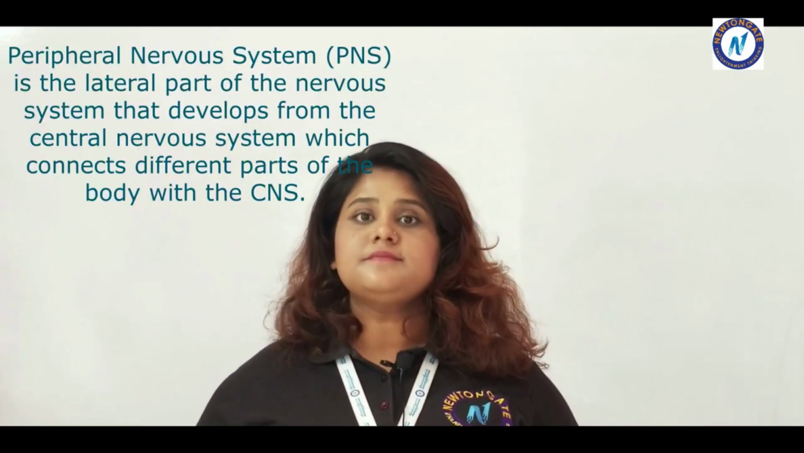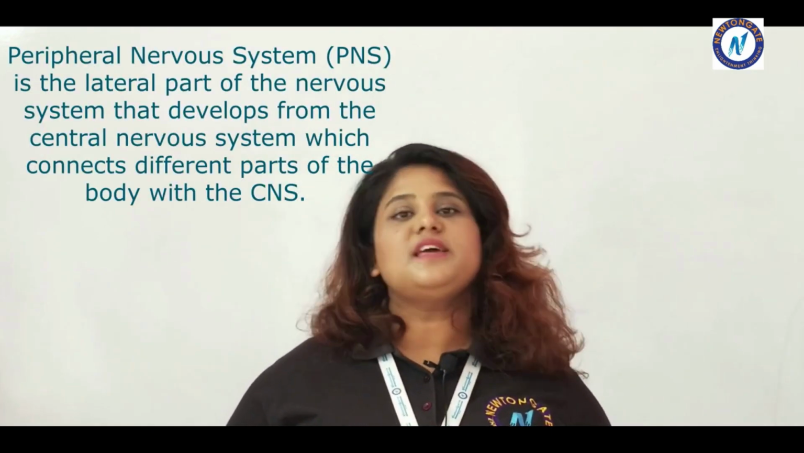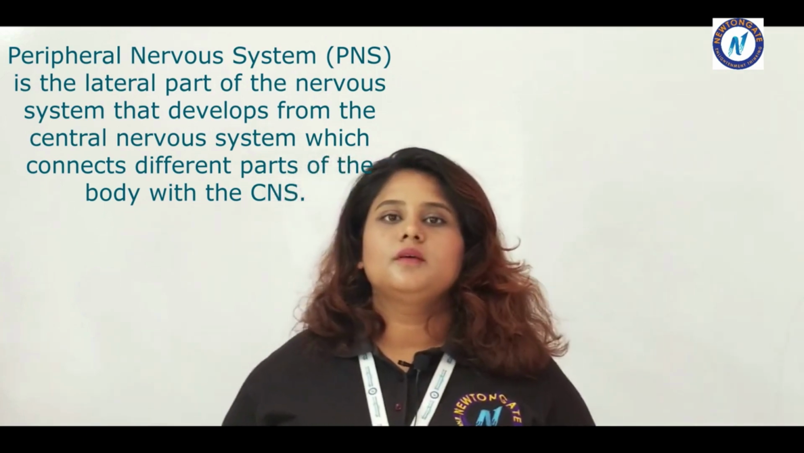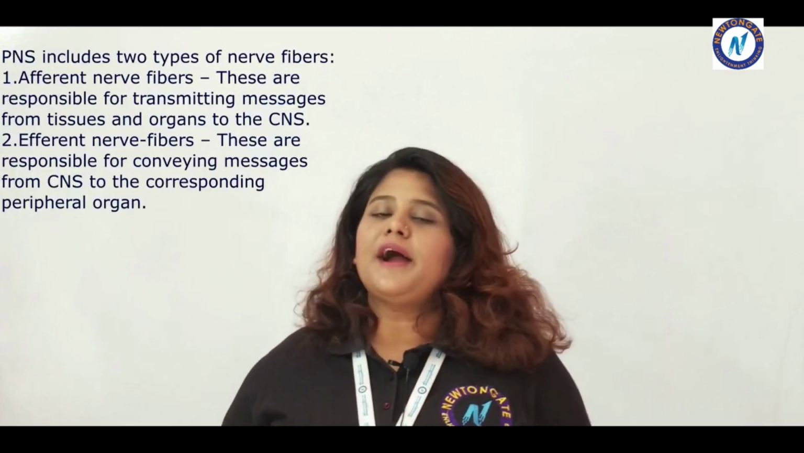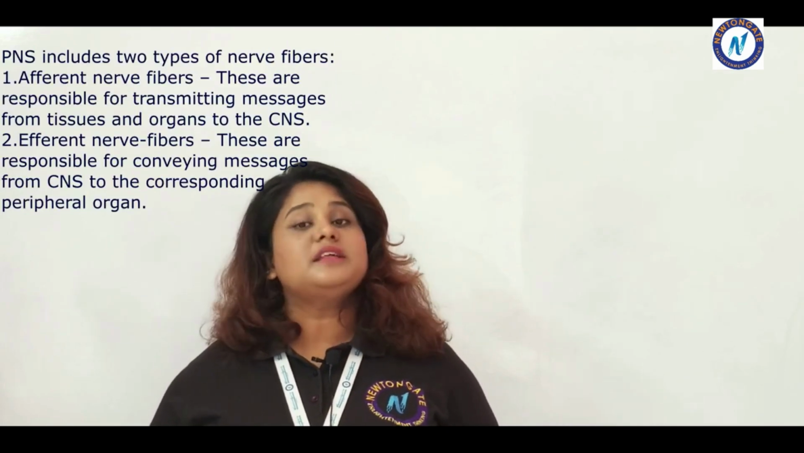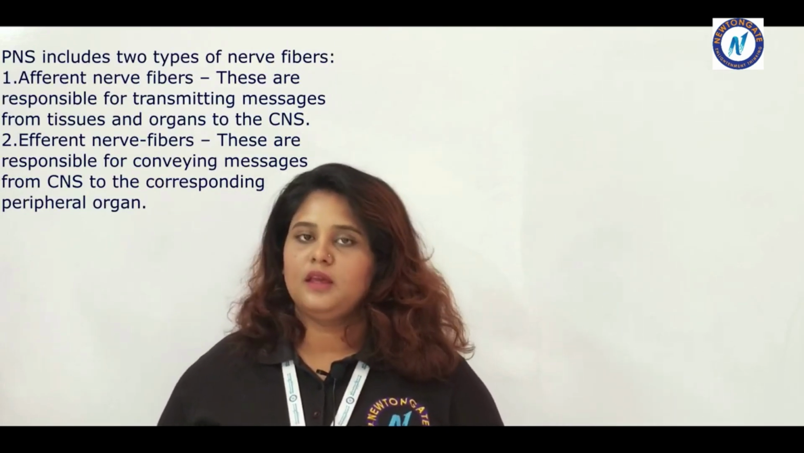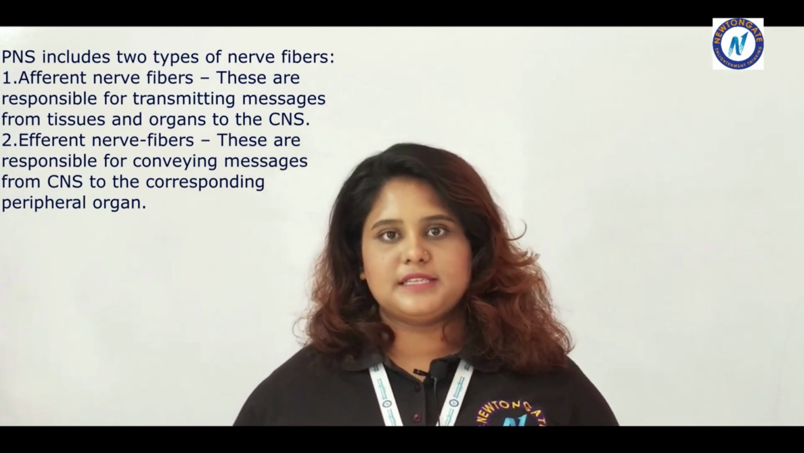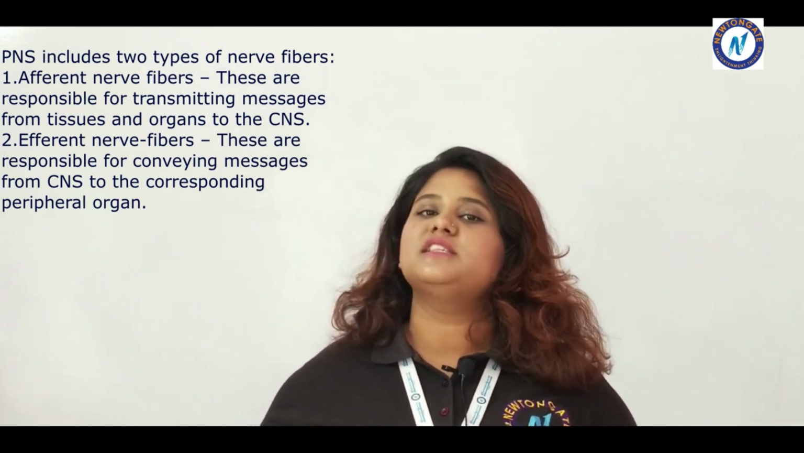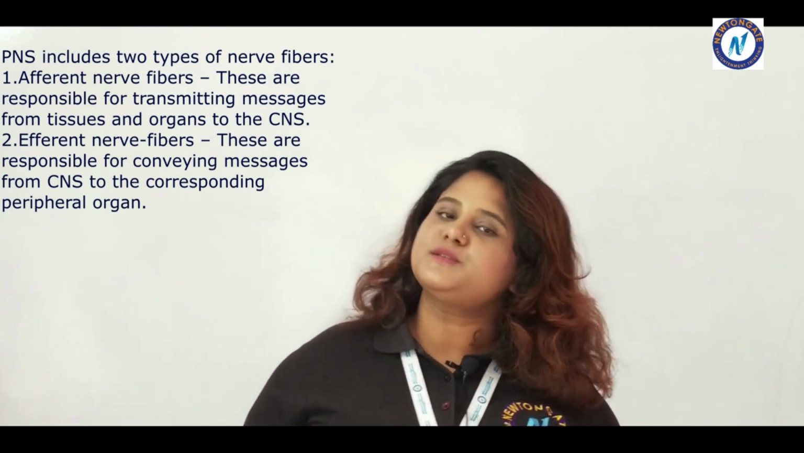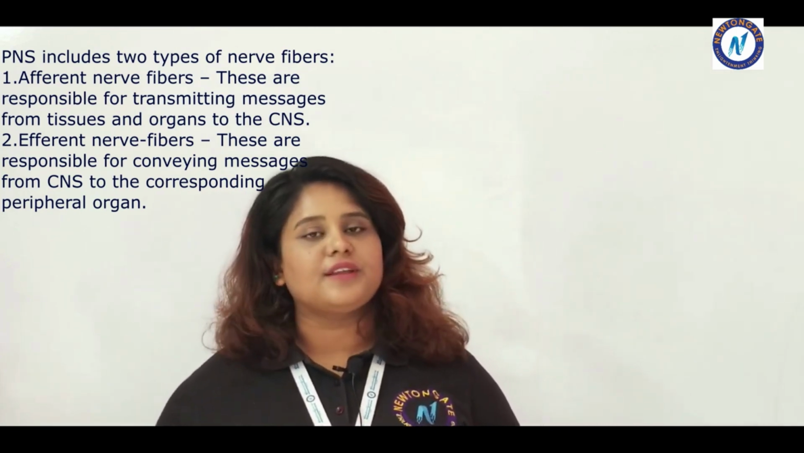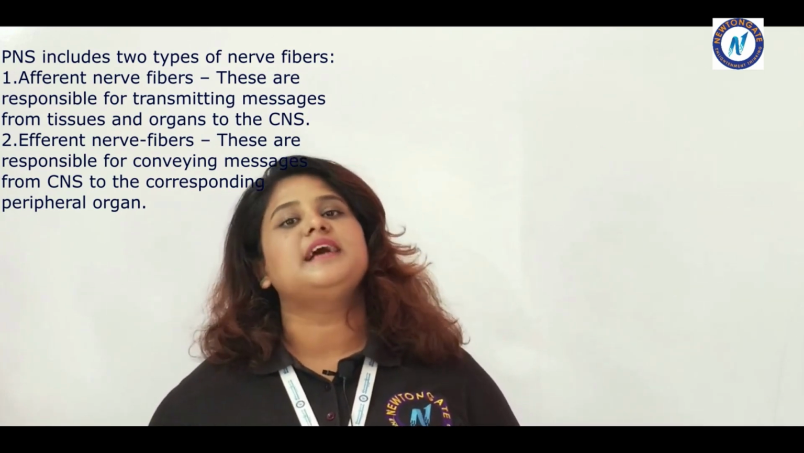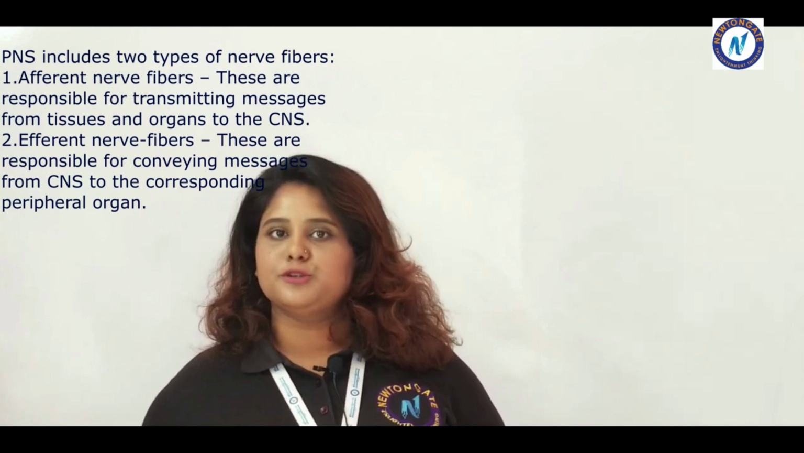Peripheral nervous system. The next topic is the peripheral nervous system. Basically, the peripheral nervous system is the lateral part of the nervous system that connects the CNS to the entire body. The PNS also acts on both voluntary and involuntary actions. There are two kinds of nerve fibers in it: one is afferent, the other is efferent. The afferent nervous system helps in transmission of impulses from various parts to the CNS, whereas the efferent carries the feedback from the CNS and transfers it to the effector portion.